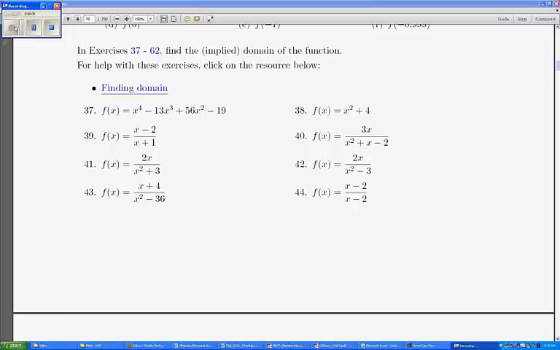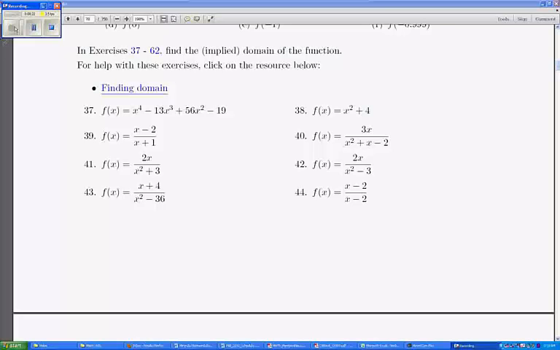the implied domain. So I'm looking, for example, at number 38. The reason I'm starting with that one is because I think you know what shape that is, because we've talked about it a few times. What shape is it? A parabola. F of x equals x squared is a parabola, although it also has the plus 4.